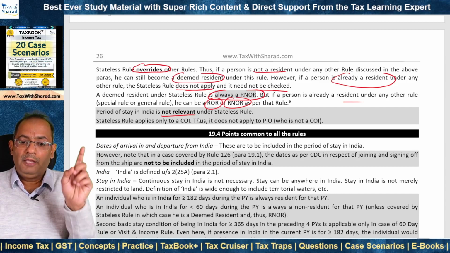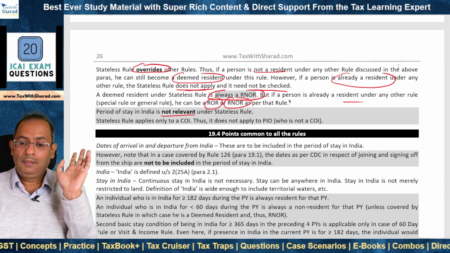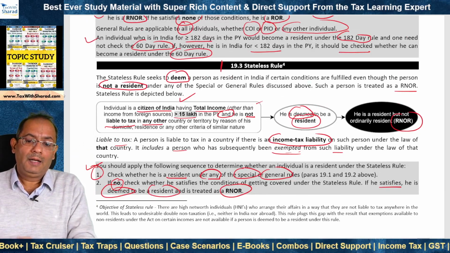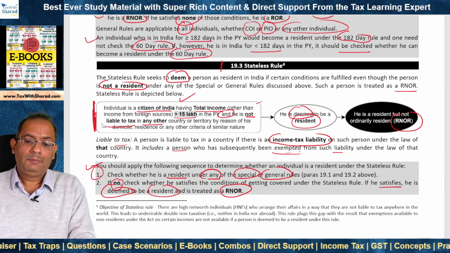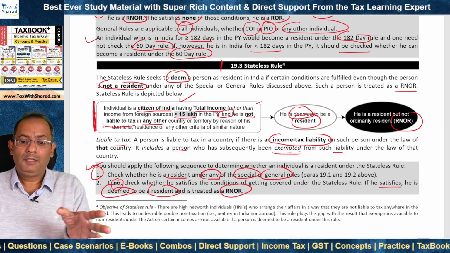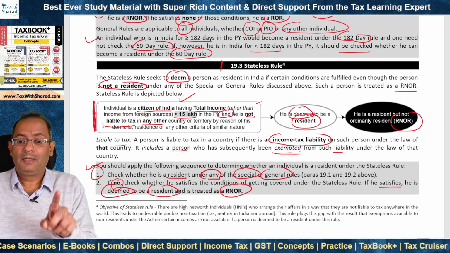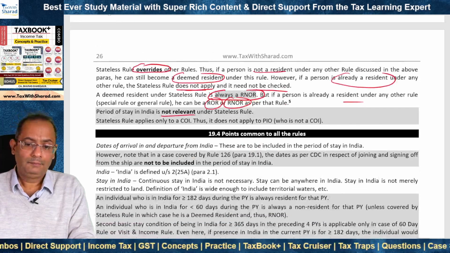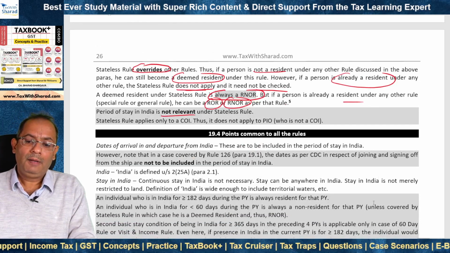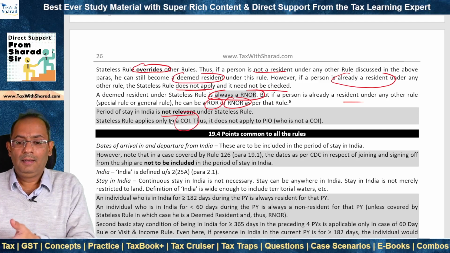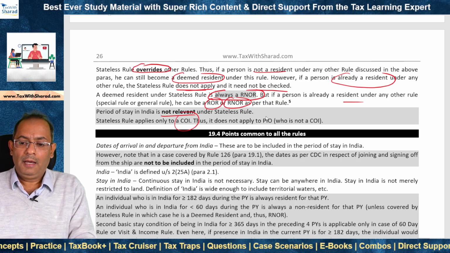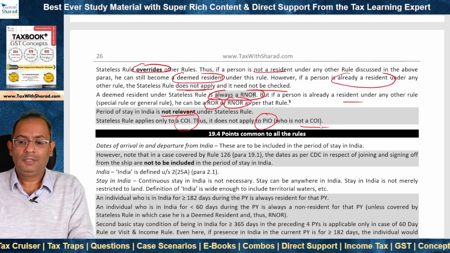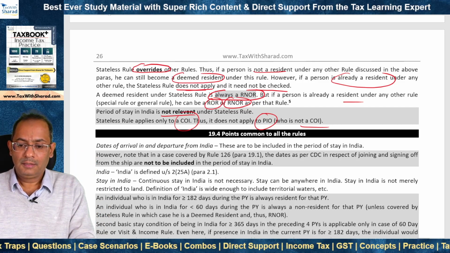You should note that the period of stay in India is not relevant under the stateless rule. There is no condition regarding the period of stay in India. So even if the person is not at all in India during the previous year, even then he can become a deemed resident under the stateless rule and consequently a RNOR. A stateless rule applies only to a citizen of India, and you should note that it does not apply to a person of Indian origin who is not a citizen of India, right? Because the stateless rule applies only to a citizen of India.